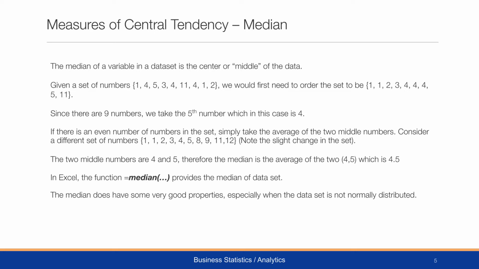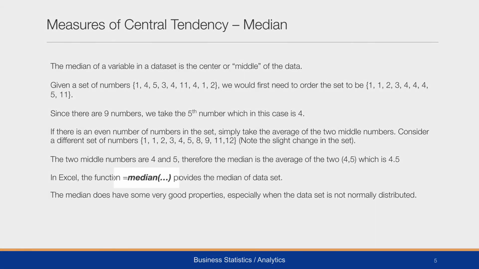So consider a slight variation here where we have 1, 1, 2, 3, 4, 5, 8, 9, 11, 12. What we'll end up doing is taking the 2 middle numbers. The 2 middle numbers are 4 and 5. So therefore, the median is the average of these 2 numbers, which is 4.5.